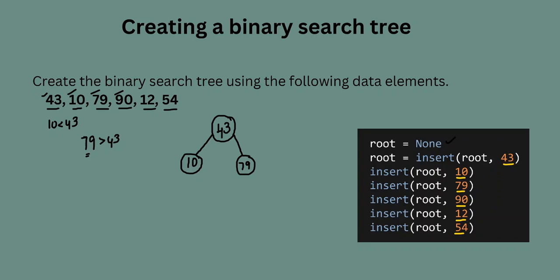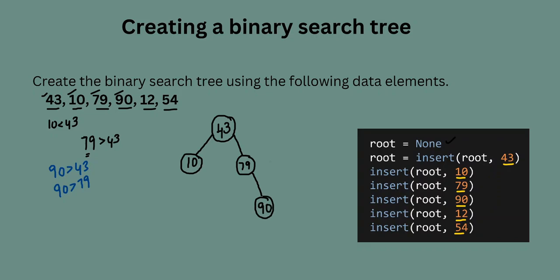Let's see where this 90 will be inserted. Again this 90 is greater than the root node key value which is 43. So it must be placed on the right subtree from the root node. And again the right child key value is 79. 90 is still greater than 79, condition true. So this node containing data as 90 must be inserted in this position.